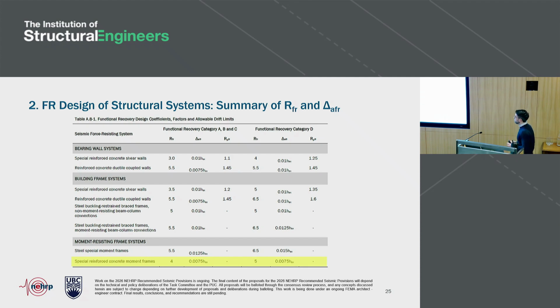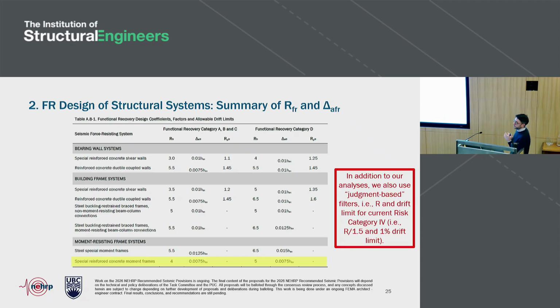And what the provisions update committee was really keen to see, in addition to these analyses, which they appreciate, is that some people are skeptical, and with reason, of something that's this new. So they wanted to introduce judgment-based filters. They essentially said, in addition to your analysis, we believe that you should introduce limits that are consistent with what we do now for a risk category 4 structure, which is a hospital building. And that would be using R over 1.5 and a 1% drift limit.